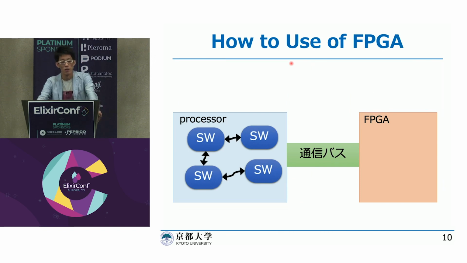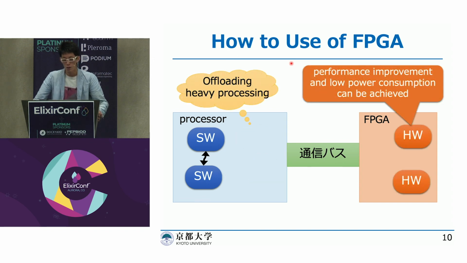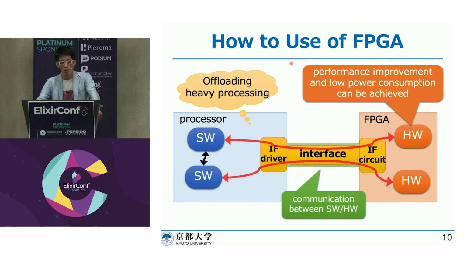Next is how to use FPGA. FPGA is typically used with a processor as an accelerator. We can offload part of the heavy processing on processors to the FPGA. So we expect performance improvement and power savings by utilizing FPGA. To communicate between software and hardware efficiently, we need suitable communication interfaces.